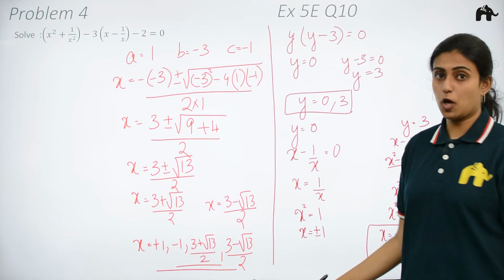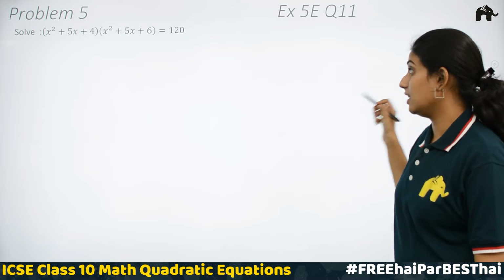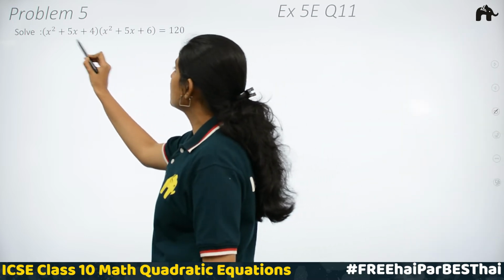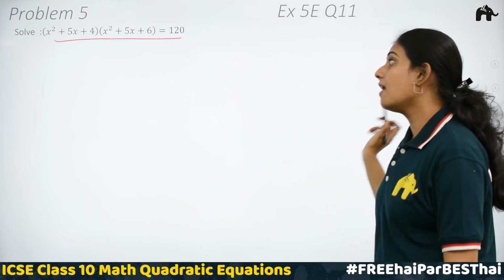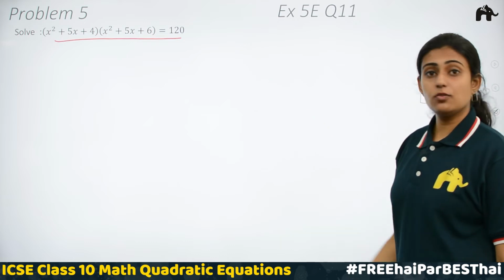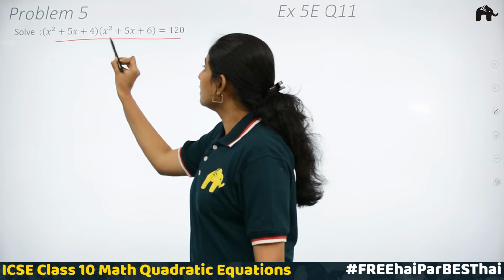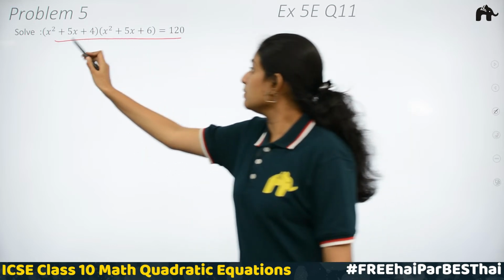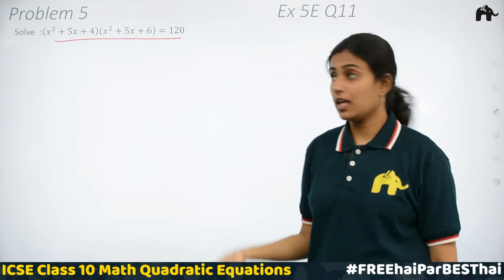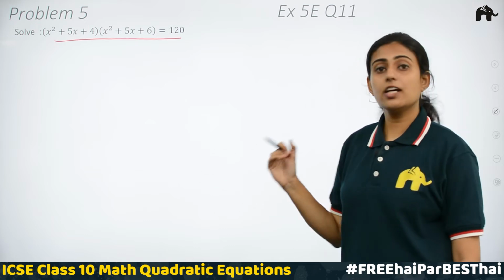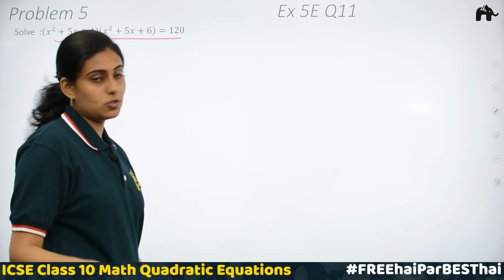Let's do the next problem. Problem 5, question number 11 of exercise 5E. Solve x square plus 5x plus 4 into x square plus 5x plus 6 is equal to 120. First, we need to convert this into a quadratic form. Here again, you have x square, which means when you remove these brackets and multiply, you will be getting x to the power of 4, which is not a quadratic form. To convert this into a quadratic form, we need to use the substitution.